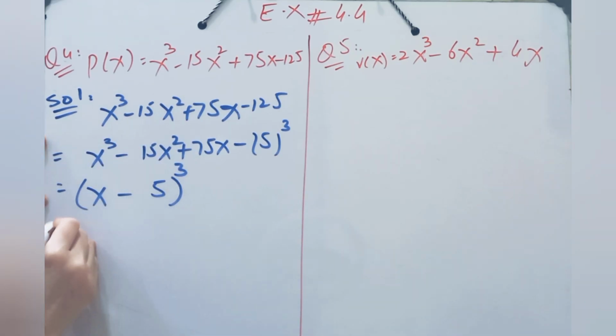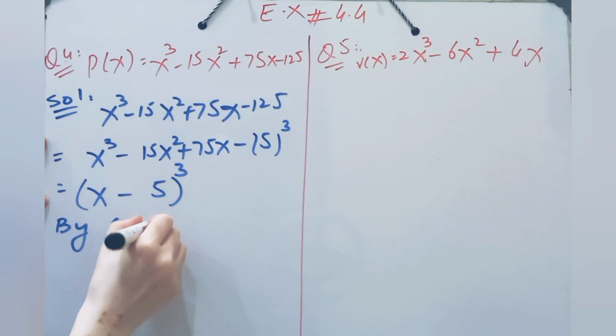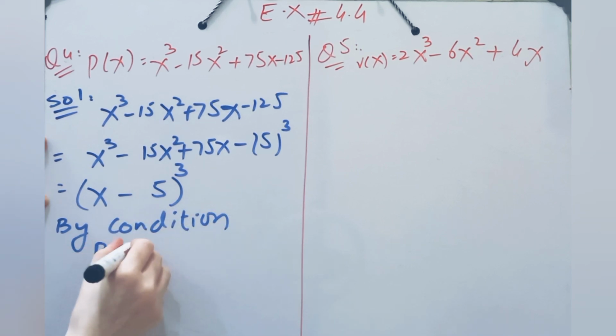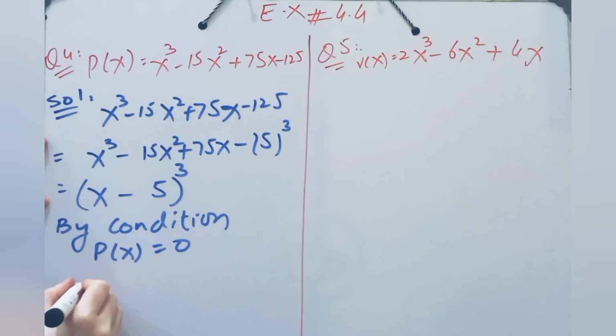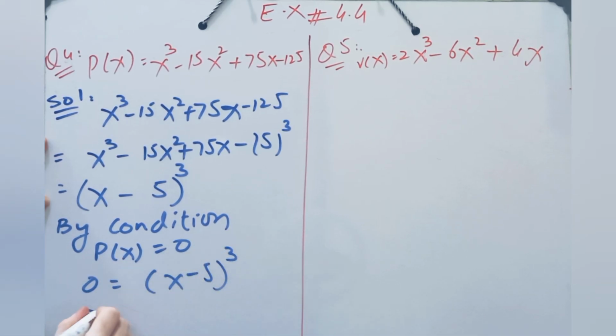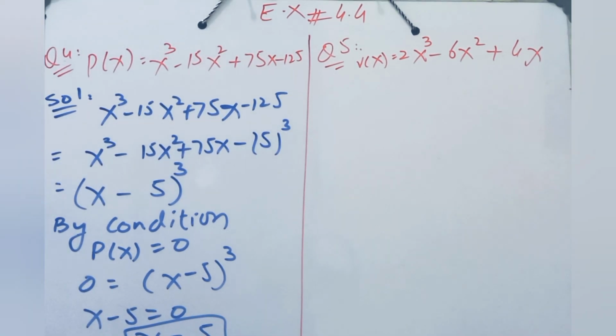Now as you know that by condition the profit becomes equal to 0, so P of x is equal to 0. So we write here this one is 0, and x minus 5 is cubed. So x minus 5 becomes equal to 0 and the x value, the answer, is 5. This is the answer of question number 4.